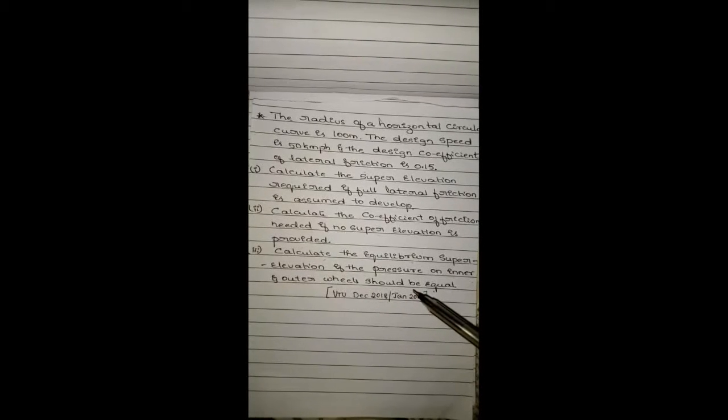And third case, what you have to calculate is the equilibrium super elevation if the pressure on the inner and outer wheel is equal. That means when pressure on inner and outer wheel is equal, F becomes 0. That is coefficient of friction becomes 0. Then what will be the value of E that you have to calculate? So these are the things which we want to calculate. Now we are going to calculate it. The first step is we have to write down the given data.